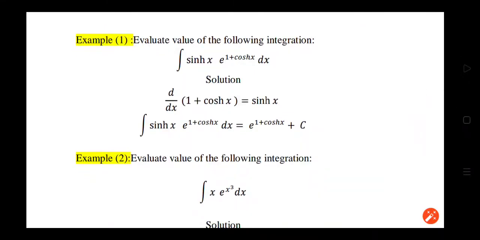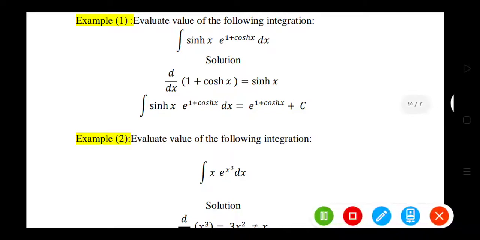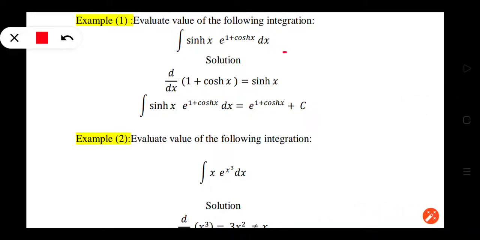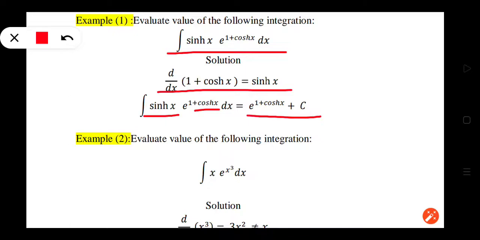Evaluate the following integration: sin x times e power 1 plus sin x dx. We use the first key. d by dx for the function 1 plus sin x equals sin x. The function beside e is the derivative of its power. Then we use chapter 1, it's the same function plus constant, not integration by parts.